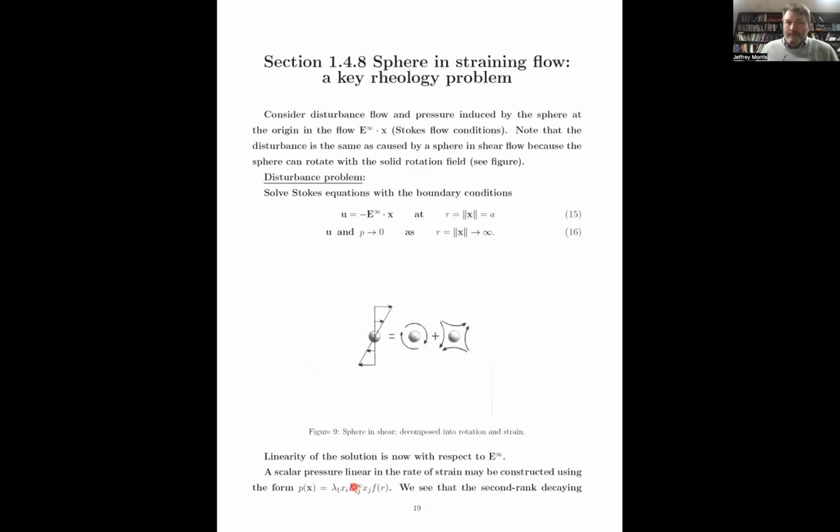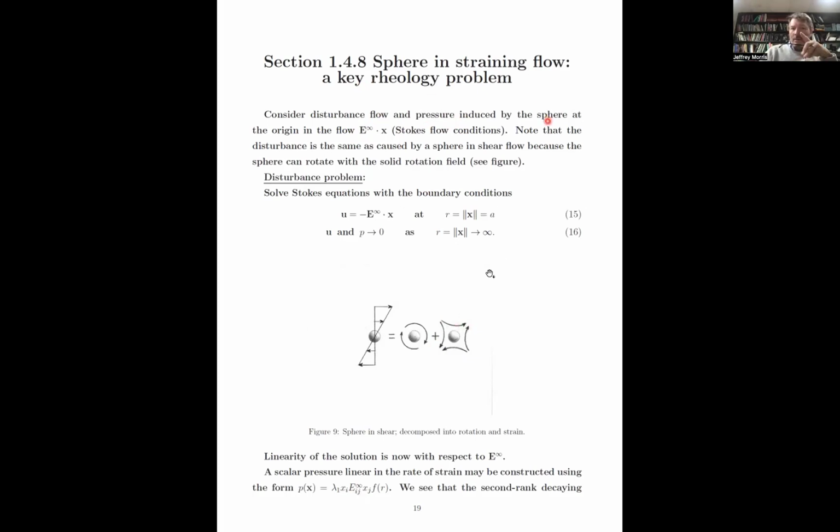All right, so that's one key problem. Another key problem, and it really is even more critical for rheology, is to think about what a particle does in a straining flow. If I put a particle down in a straining flow, it's going to disturb that flow and induce a pressure. The flow I'm talking about is E dot x. So that's this flow here, the flow of this straining motion around a particle.